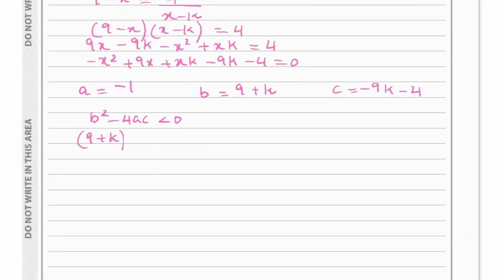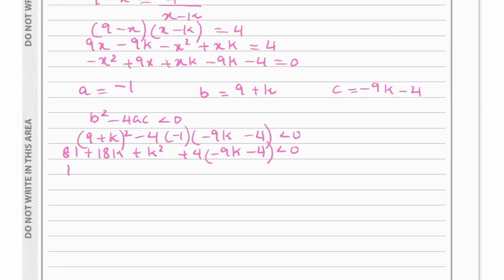(9 plus k) squared minus 4 times negative 1 times (negative 9k minus 4) is less than 0. (9 plus k) whole squared is going to be 81 plus 18k plus k squared, plus 4 times (negative 9k minus 4), less than 0. k squared plus 18k plus 81 minus 36k minus 16 is less than 0. So k squared minus 18k plus 65.